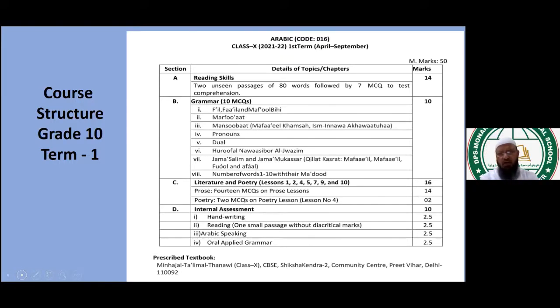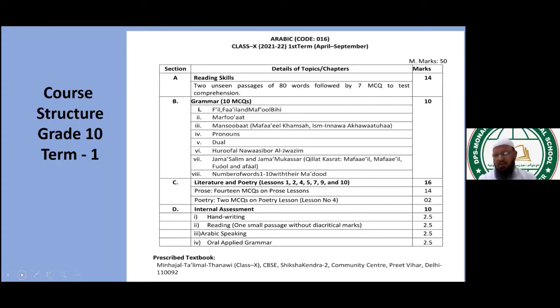And all questions will be MCQ based. And 10 marks for internal assessment. Internal assessment will be different from other languages for Arabic.